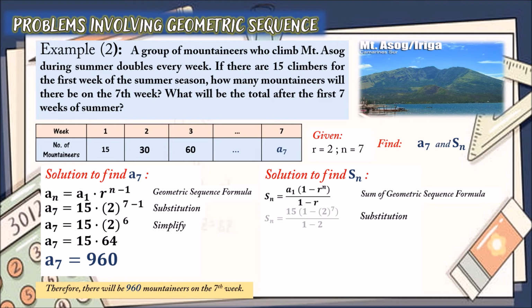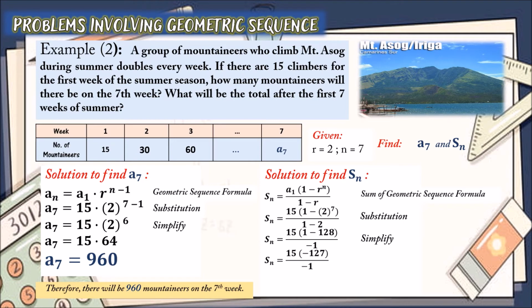Substitute ulit natin yung mga given sa ating formula. We have S of n is equal to 15 times the quantity 1 minus 2 raised to 7 all over 1 minus 2. Simplify, we have S of n is equal to 15 times the quantity 1 minus 128 divided by, or over, negative 1.